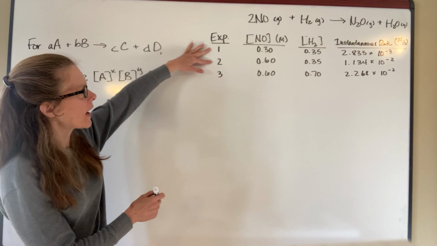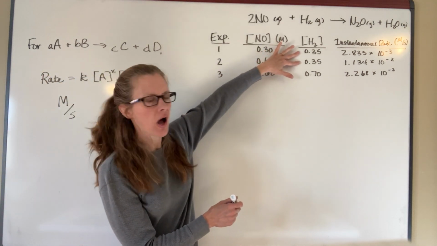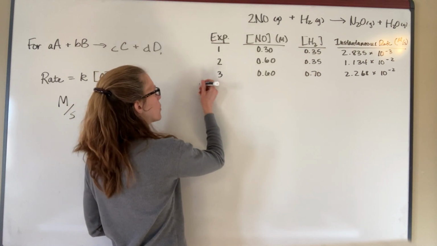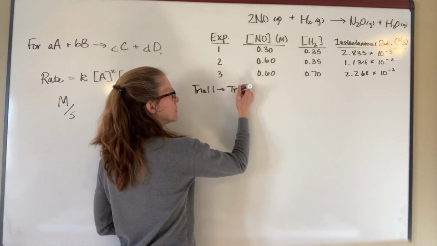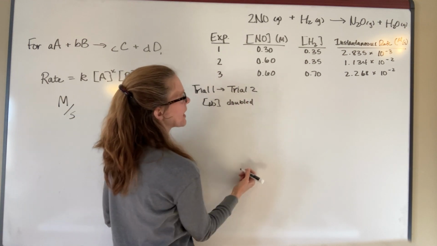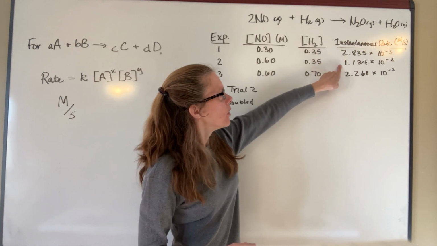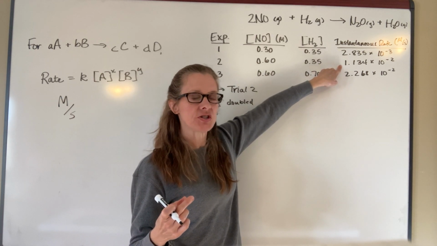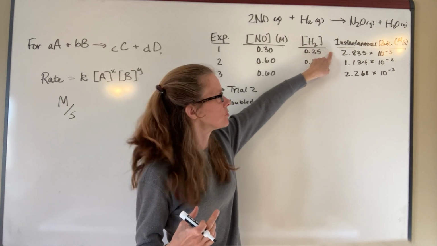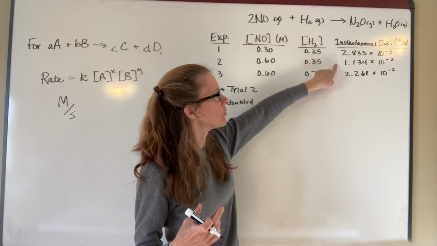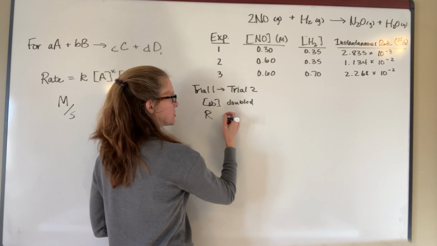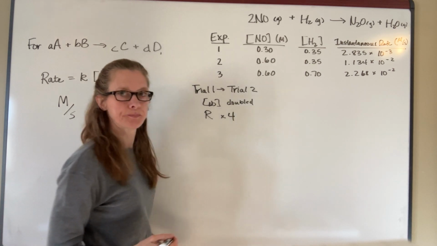So if I look between trial 1 and trial 2, I can see that the concentration of the hydrogen started out the same in both of those, but the concentration of the nitrogen monoxide was doubled. Okay, so for trial 1 going to trial 2, the concentration of the NO was doubled. And what happened to the rate? If you can't look at that and see it in your head, all you need to do is pull out your calculator and divide. So take this 1.134 times 10 to the minus 2 divided by 2.835 times 10 to the minus 3. And if you do that, you'll see that the rate actually quadrupled during that period of time. So the rate, instead of writing quadrupled, I'm going to say the rate went up by a factor of 4. Okay?